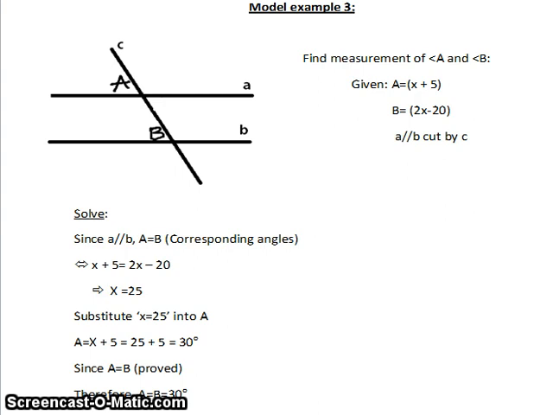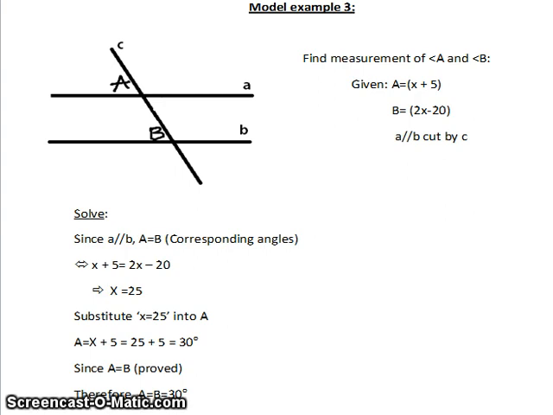So substitute x equals 25 into A. You will have A equals x plus 5 equals 25 plus 5, which equals 30 degrees. Since A and B are equal, which is proven above, you will have A equals B equals 30 degrees. Therefore, the problem is solved. It is pretty cool, right?